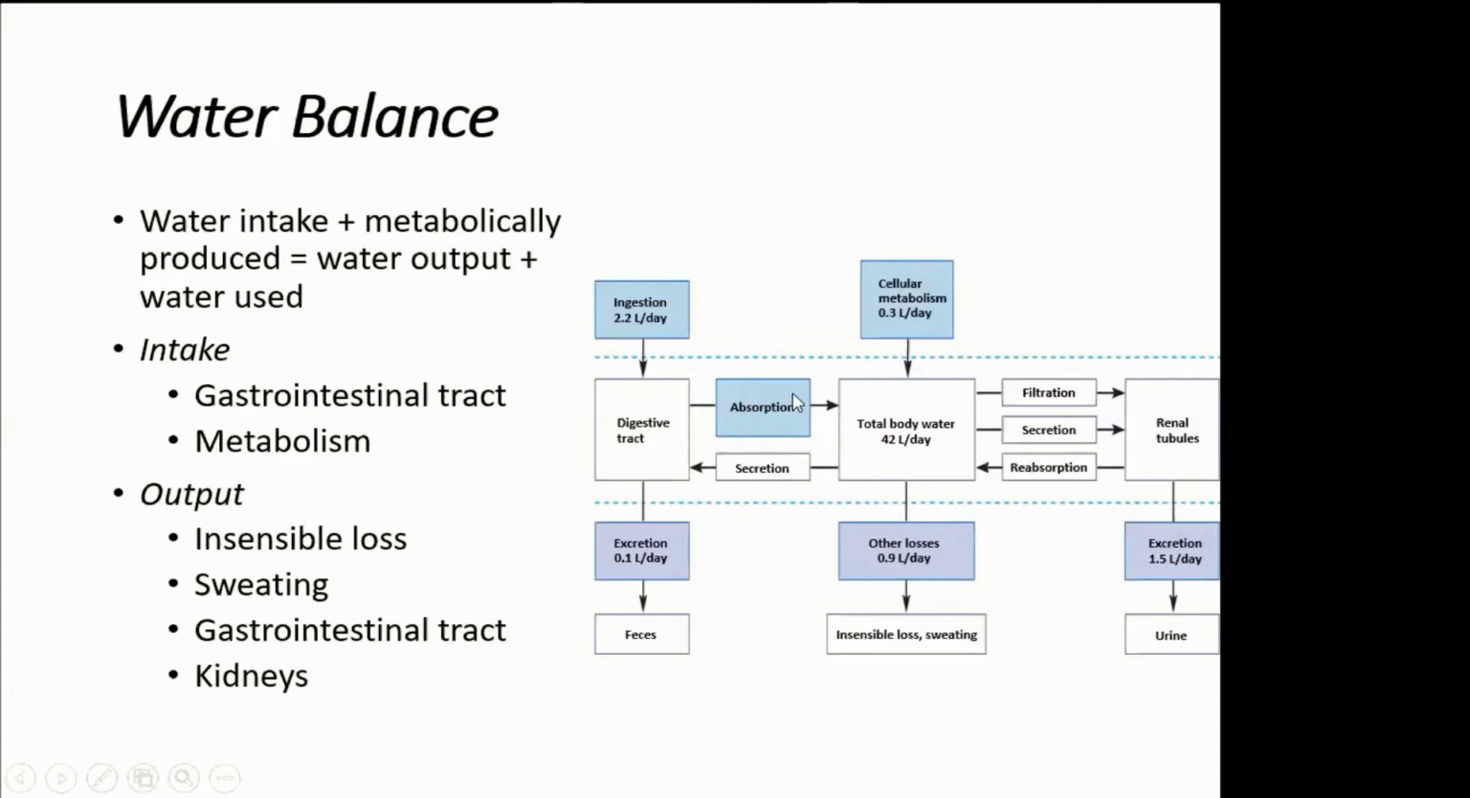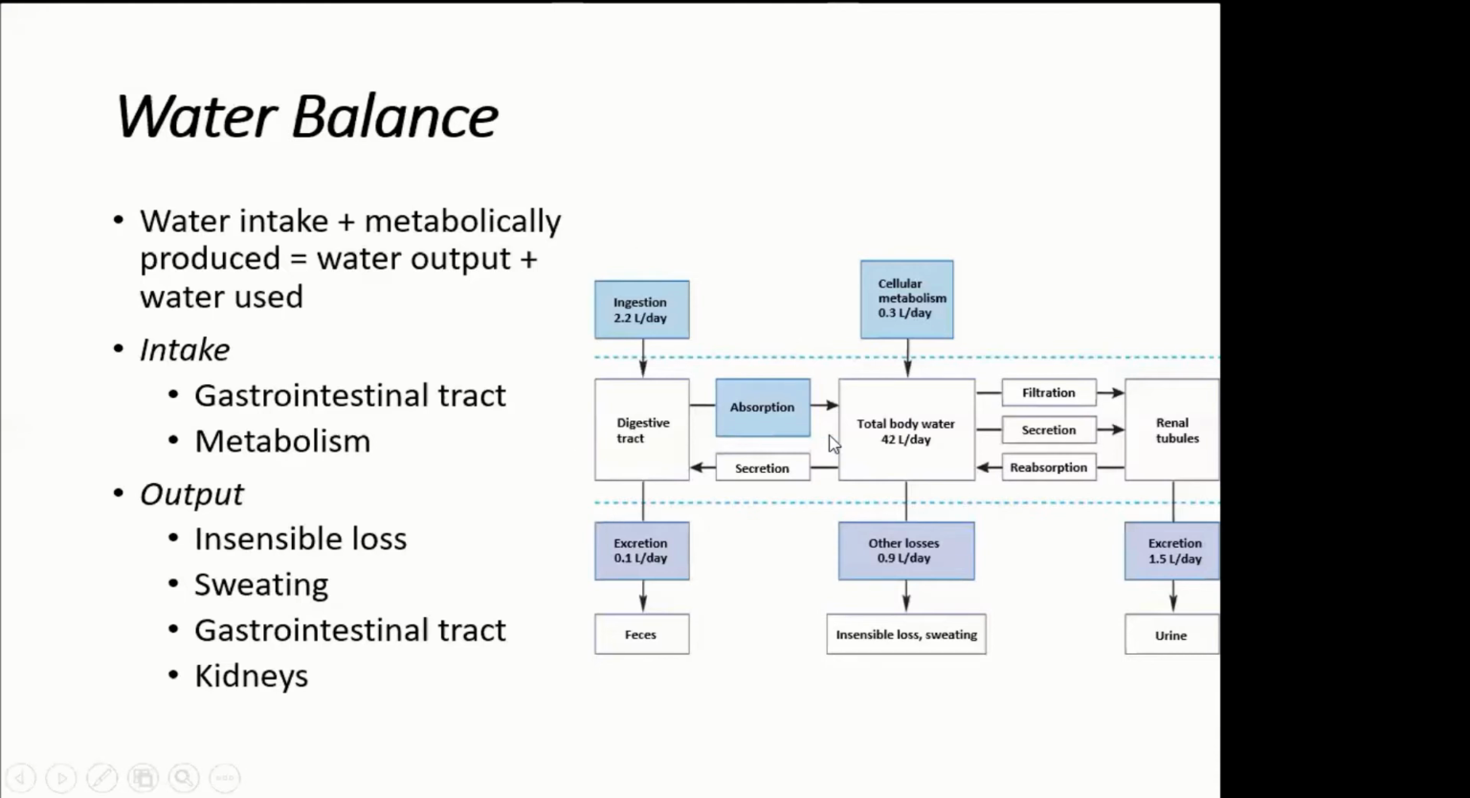So our other source of water is going to be from cellular metabolism, which is a small fraction of the water in your body. It's only 0.3 liters per day, but honestly, that's more than I would have thought of your body producing. You don't usually think about your body producing its own water, but it does.